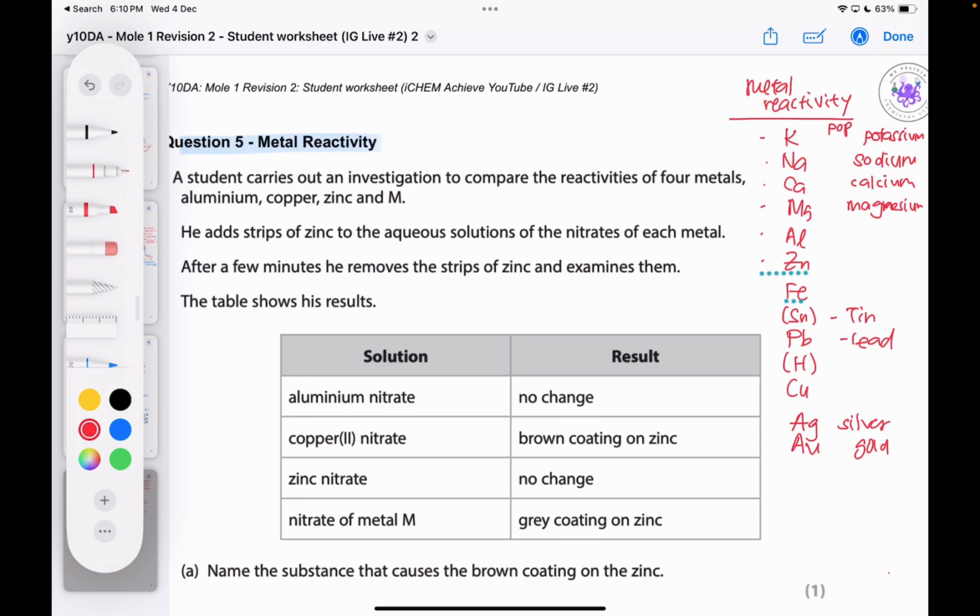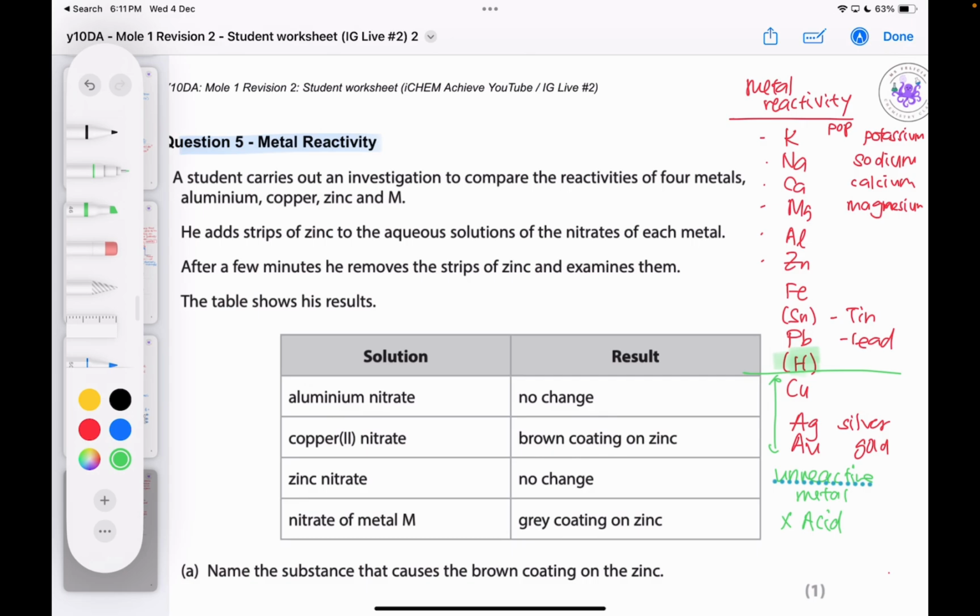Okay, there's a reason why I put the H in a bracket, because H is technically a non-metal. What happens here is that it shows the metals under H are unreactive metals. They will not react with acids.